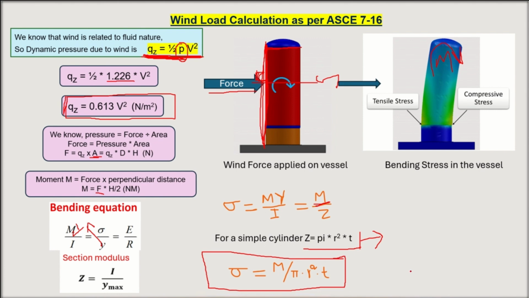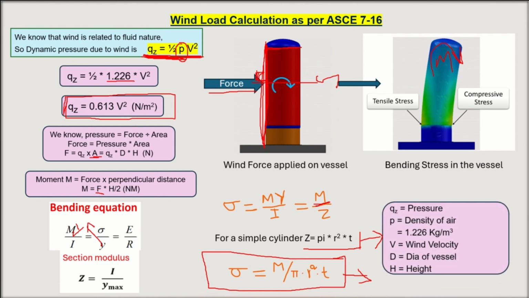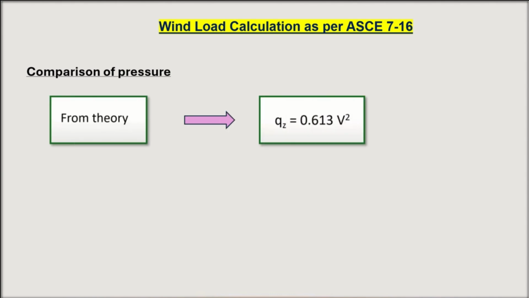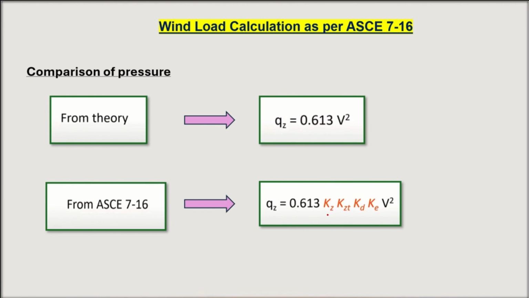This is all about the theoretical part, guys. I didn't explain the code up to here. I explained in general terms. If you see here, the dynamic pressure due to wind is 0.613 into V square. This is the theoretical approach. If you compare this formula with the code formula, you will find some differences like KZ, KZT, KD, and KE. So this is all about the theoretical approach.